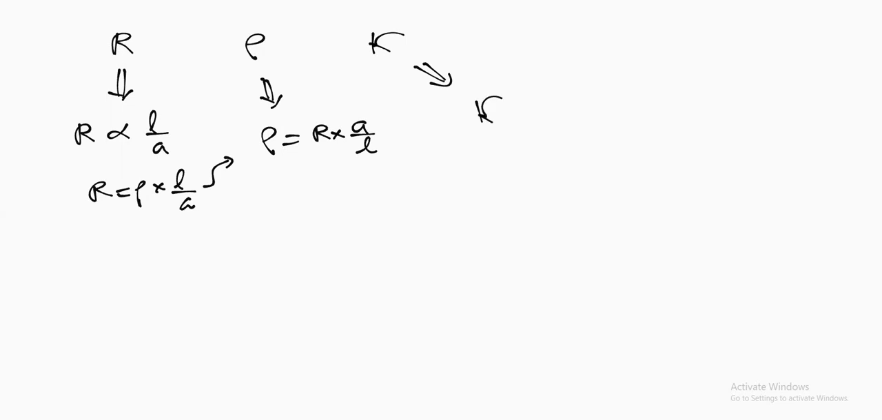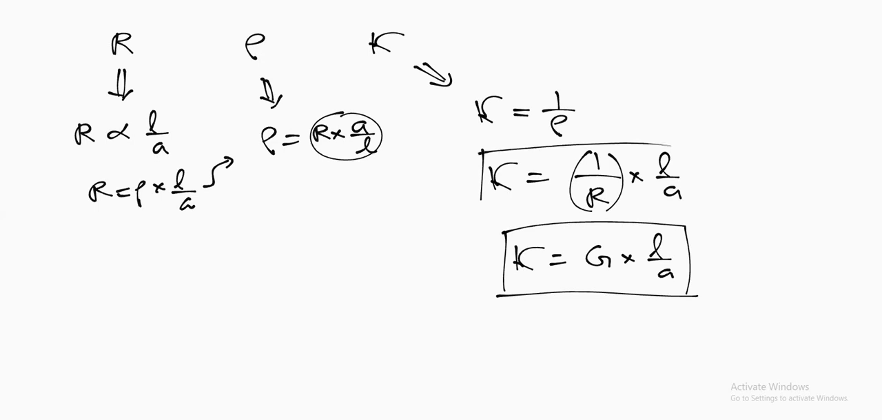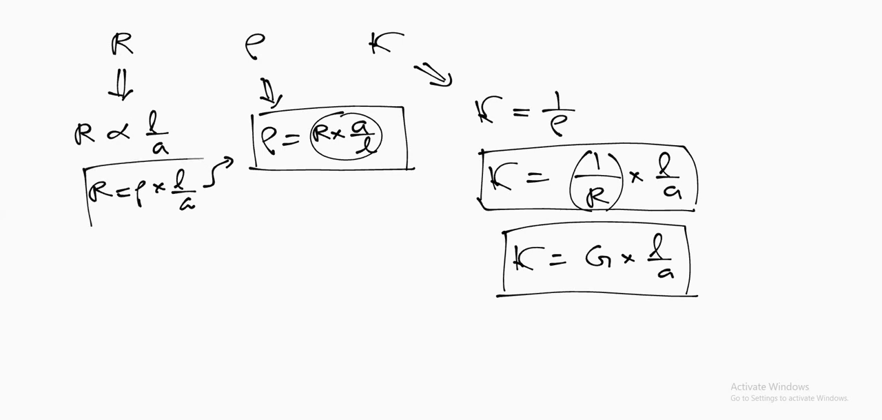Kappa, by definition, mathematically we can say kappa is nothing but 1 by rho. Since kappa is equal to 1 by rho, if I substitute here, I'll get 1 by R into L by A. 1 by R is nothing but conductance, so I can also write this as G into L by A. Remember these formulas. These are all very important formulas. We are going to use them often in the discussion.